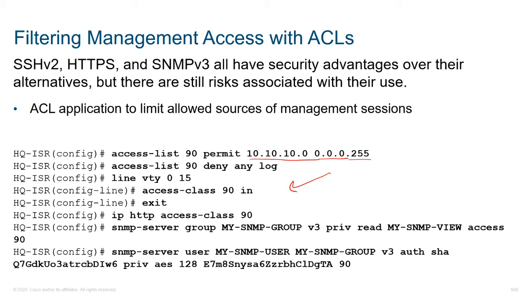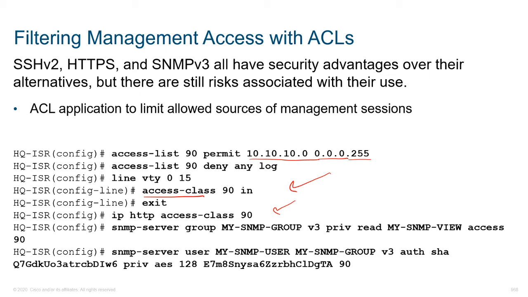So instead of using the access group command, we are going to be using the access class command on our VTY lines. All that traffic will be coming inbound, or it will be applied on ingress. And if we also want to reference the access class for HTTP, we can do that as well.